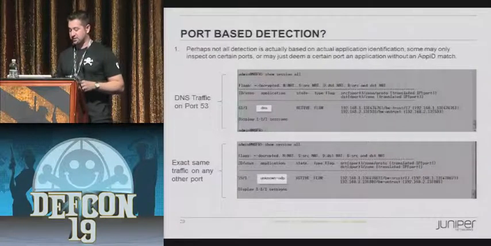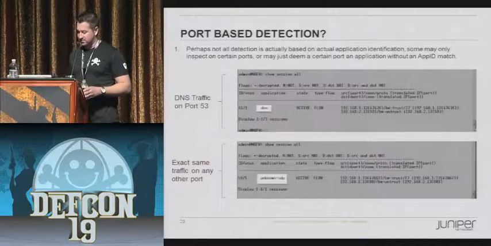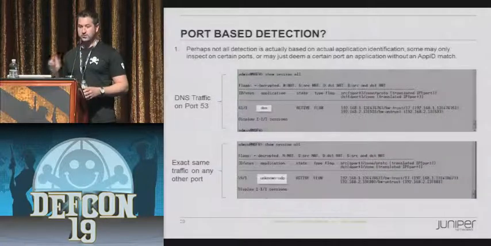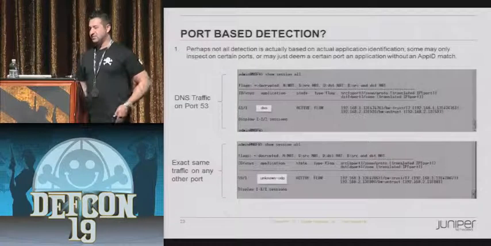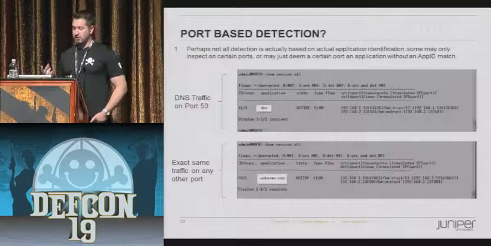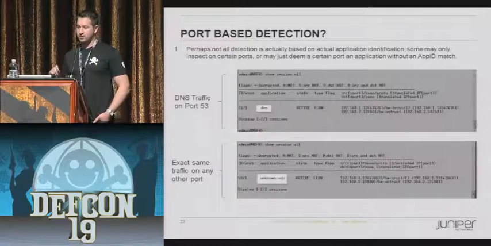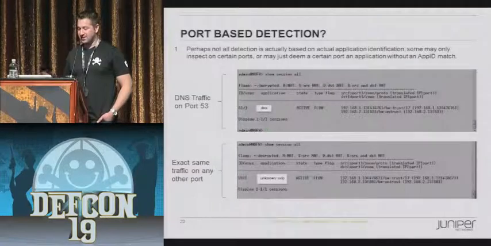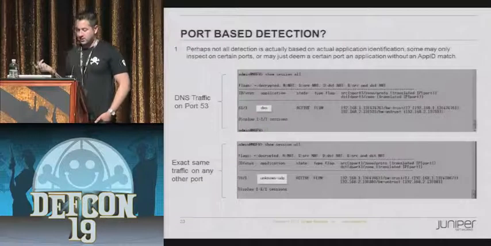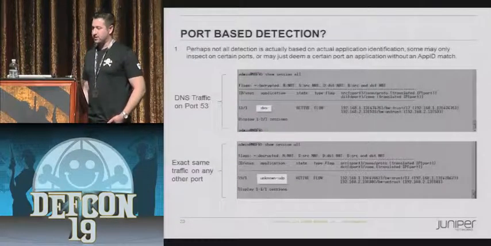In this case, I sent DNS over, what port was it? Over port 80 or something, versus port 53. It was the exact same traffic, but it was detected as unknown. Now, this isn't necessarily a vulnerability, because in some cases, as I mentioned, this is done for accuracy. DNS is probably an extreme example, because you really ought never to see it on any port besides 53.